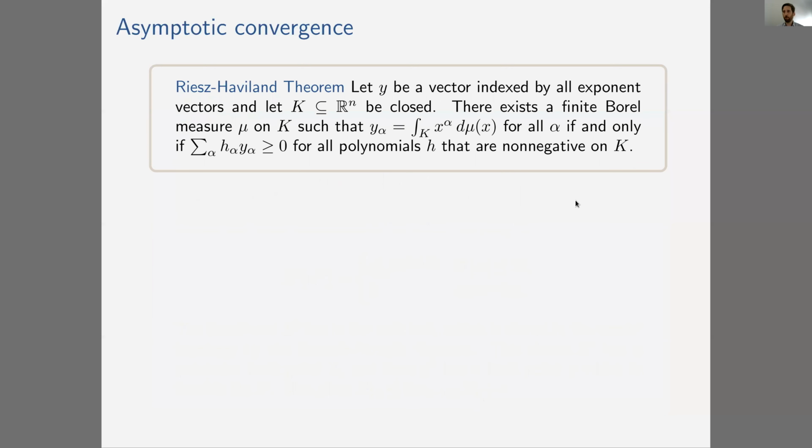So now we need to show that p infinity is equal to p, right? There are many ways of doing that, but I will first show how we can do this using the Riesz-Haviland theorem. This theorem says that if you take a vector y indexed by exponent vectors, and we take some closed set K in R^n, then there is some finite Borel measure on this closed set K, such that y is the moment vector of this measure.